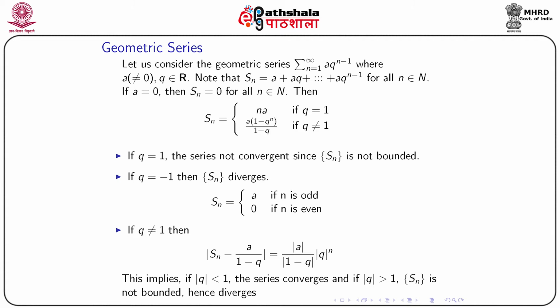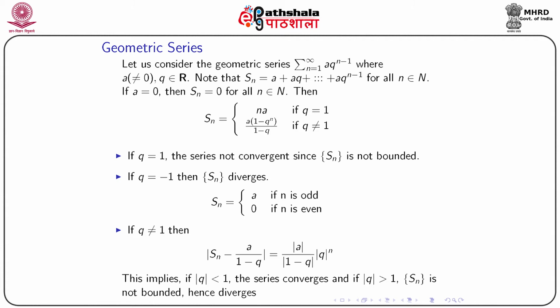Now if a is equal to 0, then we don't have to bother much because Sn equals 0 for all n. Then what will Sn be? Sn will be na if q is equal to 1, because all the time we will be having a. So there are n copies of a, so Sn will be na. If q is not equal to 1, then we can use the formula and write Sn as a into 1 minus q to the power n over 1 minus q.